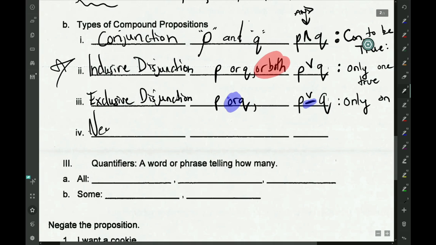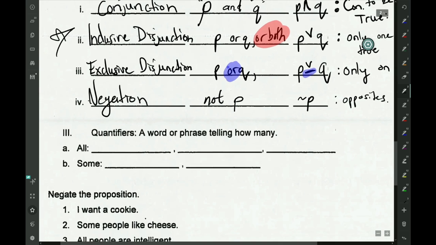Negation is, simply put, the opposite, or not the proposition. It's symbolized by that there, and it's basically your opposites. Okay, so we will get into how to use all that in a second here.